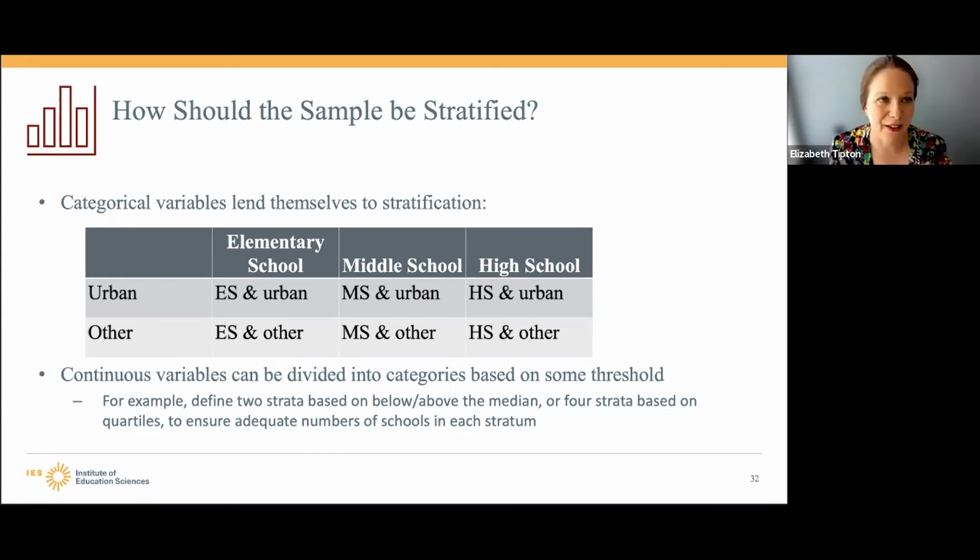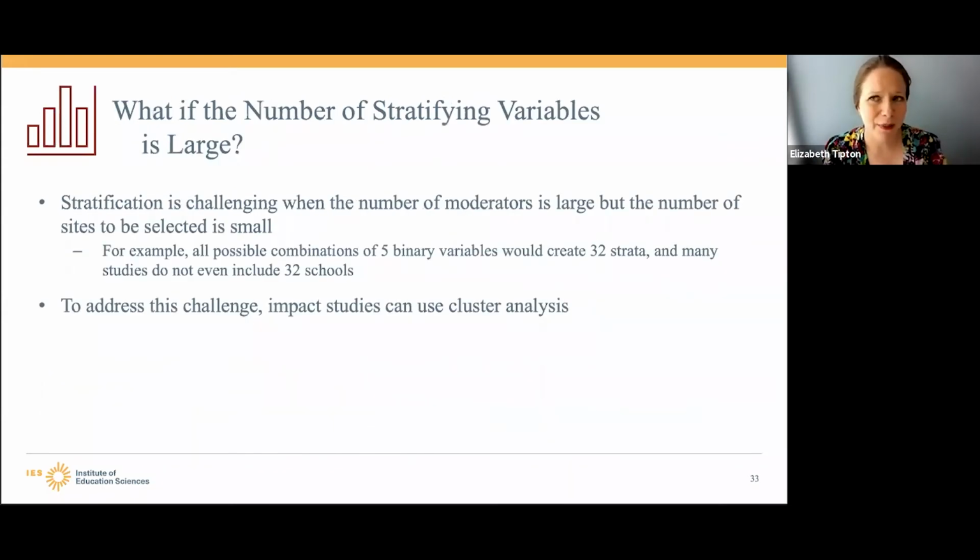The problem that we have is that we very often would expect there might be more than 2 moderating variables. The reason for this is that we don't know in advance what the moderators are. So we want to be careful and err on the side of including more possible moderators in our sampling plan than limiting ourselves to just 1 or 2. When we have more than 2, you can imagine that this gets bigger and bigger. For example, if we had 5 binary variables that are each in 2, that creates 32 strata. And often randomized trials include maybe 30 or 40 schools, so that's not enough.